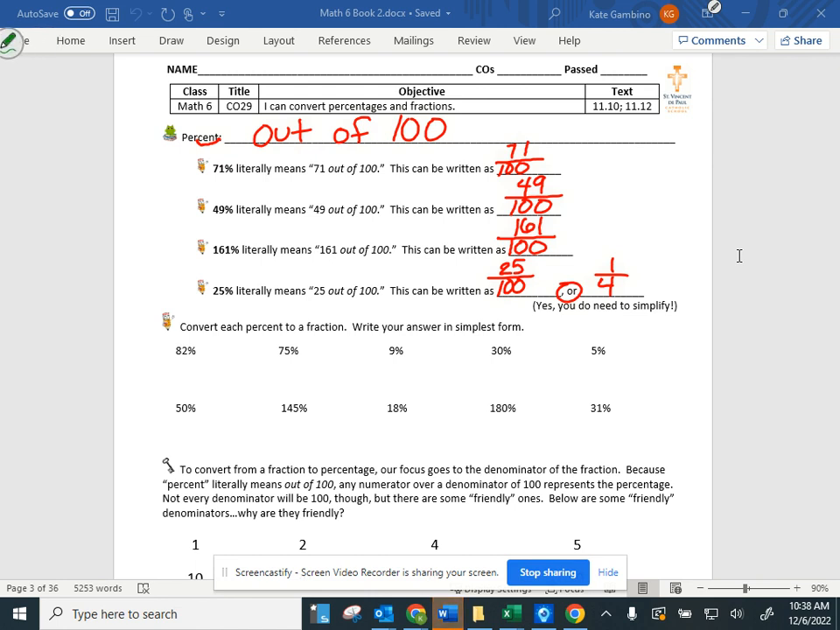Simplified it down. We can divide a 25 out. And we can simplify it down. 25 divided by 25 is 1. 100 divided by 25 is 4. So when we're writing it as a fraction, you still need to simplify. So these top ones, 71 hundredths, 49 hundredths, 161 hundredths, we can't get any simpler than that. But we will get fractions that we can simplify, so you must simplify.